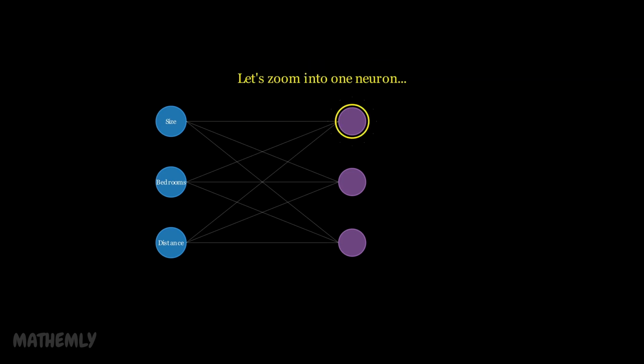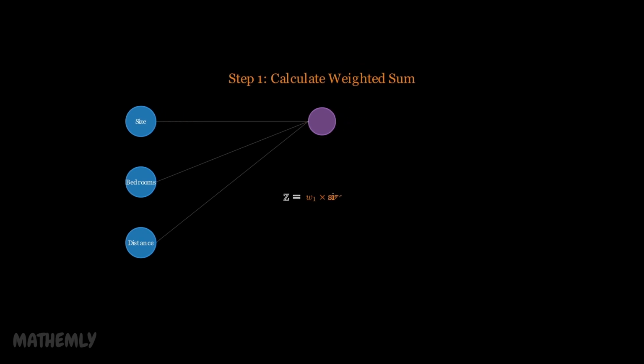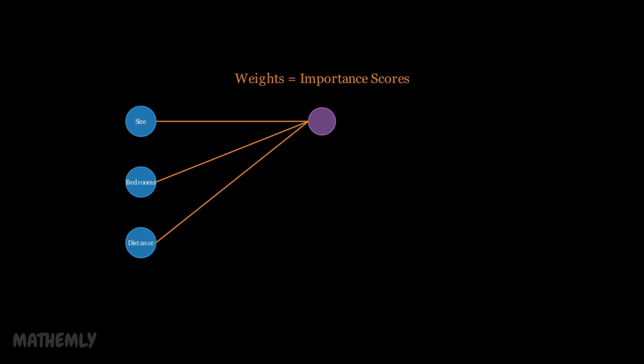Each neuron calculates its weighted sum using the formula Z equals weight 1 times size plus weight 2 times bedrooms plus weight 3 times distance plus B. Here, the weights act like importance scores. A large positive weight for size means bigger houses push the output and therefore the predicted price higher. A negative weight for distance means houses farther away from the city reduce the predicted price. The bias gives flexibility, allowing the neuron to make meaningful decisions even when all inputs are small or zero.